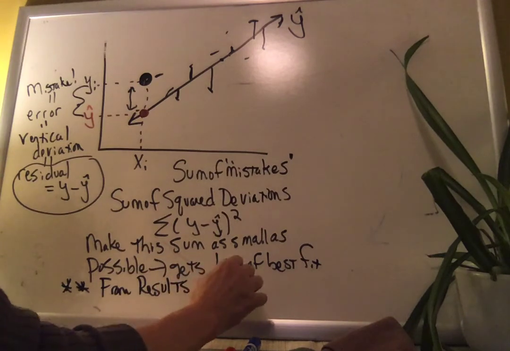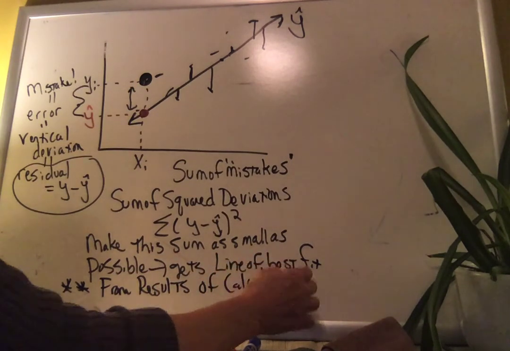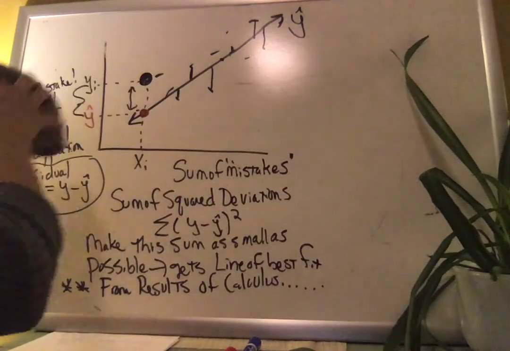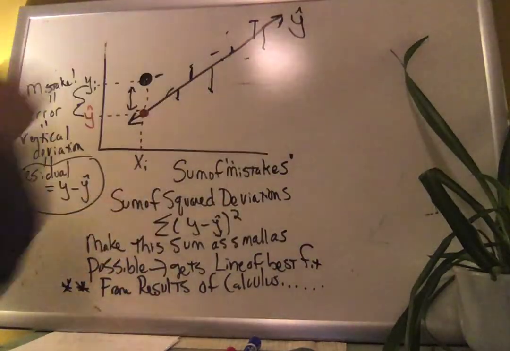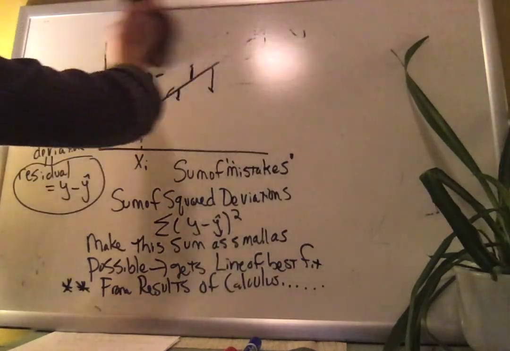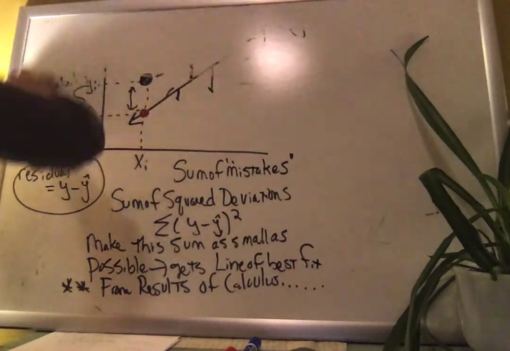It's way too complicated, and this is not a calculus-based course. But from the results of calculus, they figured out what the equation was for the slope and the intercept, and guess what? That's been programmed into every computer and every calculator, so you're not going to be doing that stuff by hand. But that's how they originally figured out what the one line of best fit was. That was the criteria that they used.